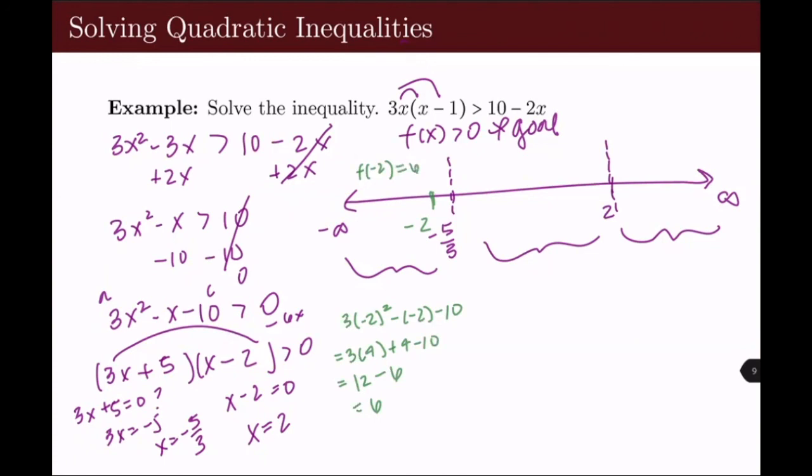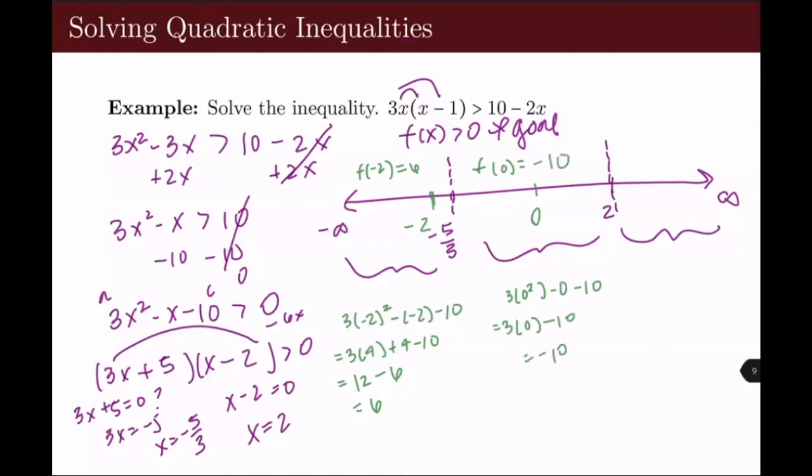Next, we want a number between negative 5/3 and 2. I'm going to pick 0 because that's going to be nice and easy to plug in. So f at 0. So we'll have 3 times 0 squared minus 0 minus 10. That's 3 times 0 minus 10, which is just negative 10.